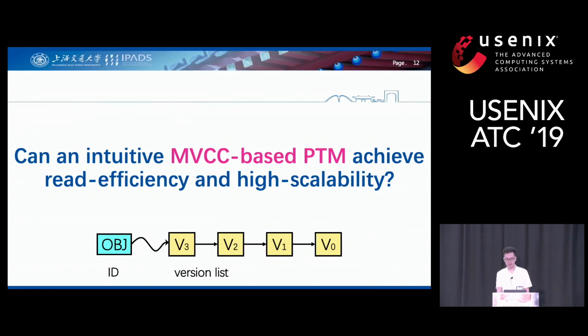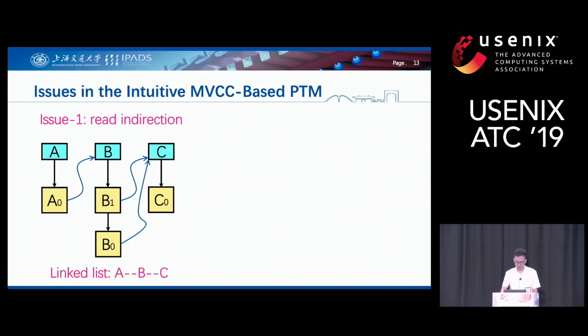A following question is: can an intuitive MVCC-based PTM satisfy our goal? To answer this question, we implement a prototype MVCC PTM. Like a common MVCC design, we maintain an identifier and a version list for each object. A write operation will insert the newest version as the head of the version list, and a read operation will locate the correct version to read in the version list. However, we find this intuitive design still has considerable overhead for read operations because of the following two issues.